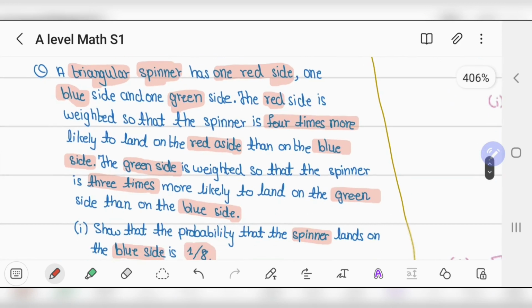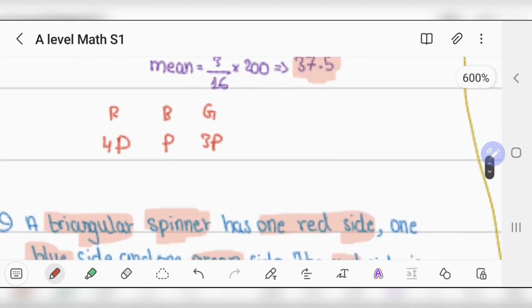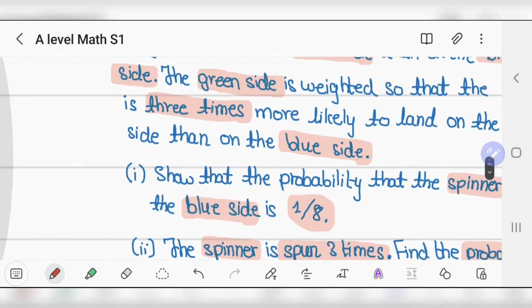And then it says show that the probability that the spinner lands on the blue side is 1 upon 8. We're going to equate this to 1, and we will get 8p equals 1, so it's going to be 1 upon 8. So this is the answer. So this is part 1.